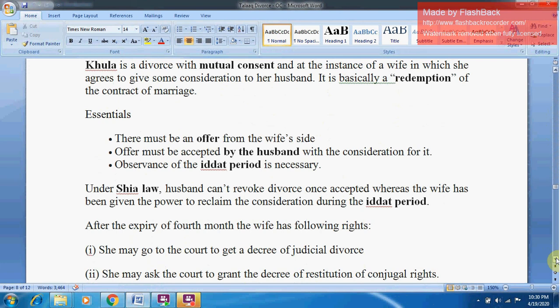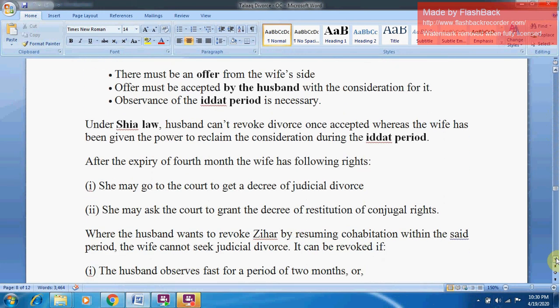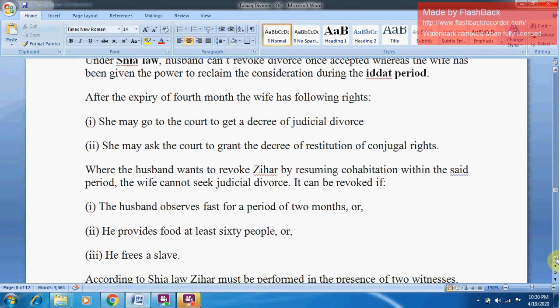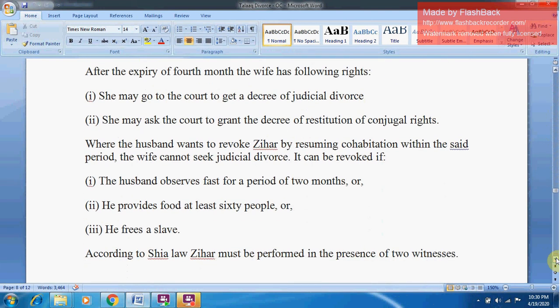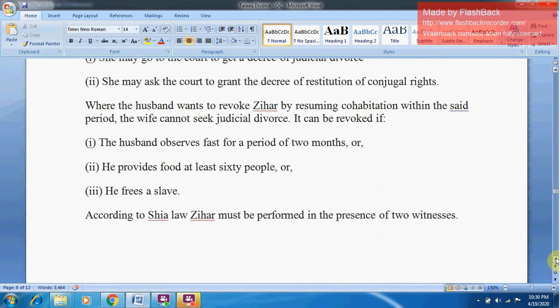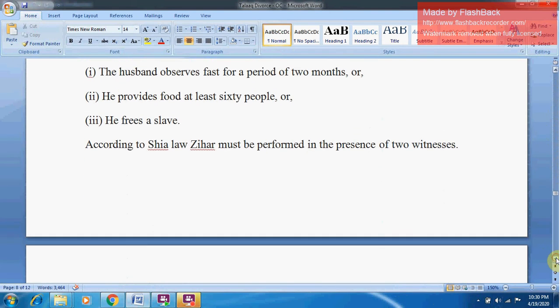After the expiry of the 4th month, the wife has the following rights. Number 1, she may go to the court to get a decree of judicial divorce. Number 2, she may ask the court to grant a decree of restoration of conjugal rights. Where the husband wants to revoke zihar by resuming cohabitation within the said period, the wife cannot seek judicial divorce. It can be revoked if the husband observes a fast for a period of 2 months, or provides food to at least 60 people, or frees a slave, and this we already mentioned earlier.